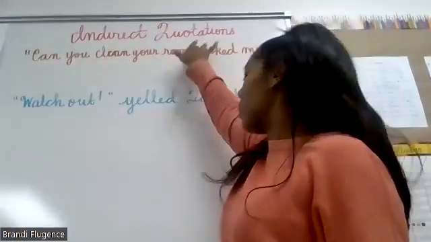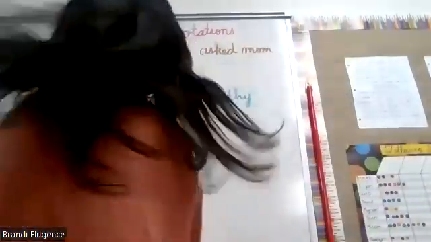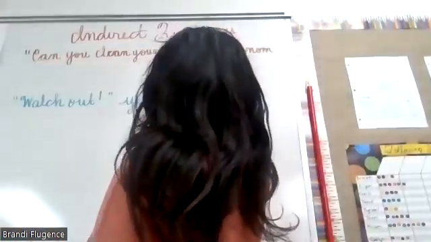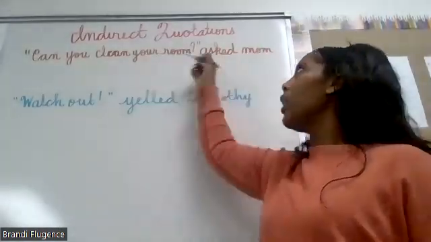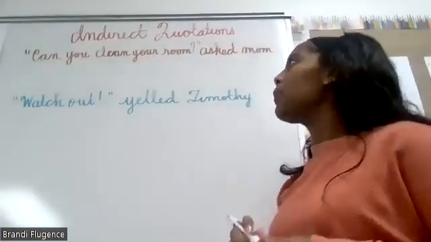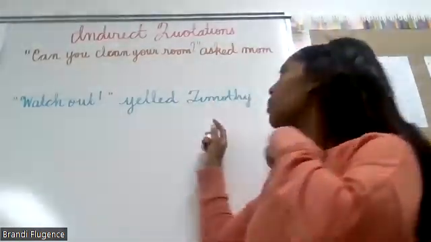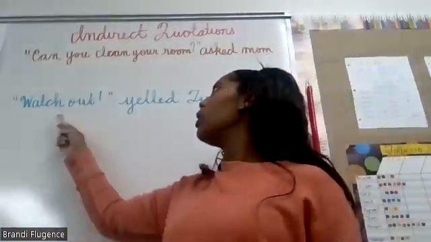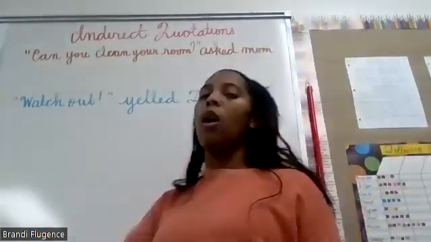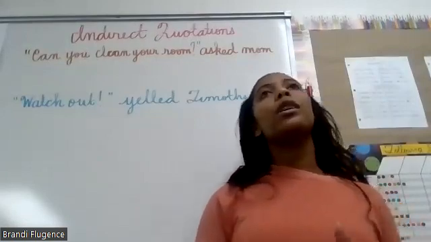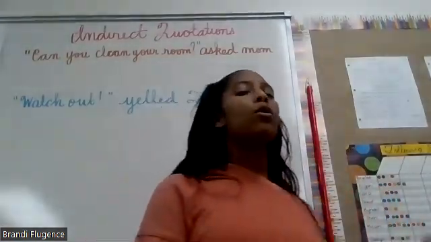Asked Mom. And so Mom in this sentence is talking to someone, and what is she asking them? Can you clean your room? That's a direct quotation. You can see I have the quotation marks, and it's telling us who's speaking. Asked Mom. This one, "Watch out," yelled Timothy. What did Timothy say? Watch out. He's speaking to someone and he's saying, "Watch out," and we have the quotations on what he is saying. So those are examples of what we call direct quotations.